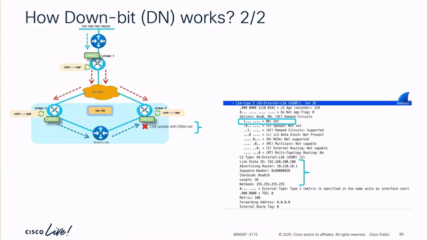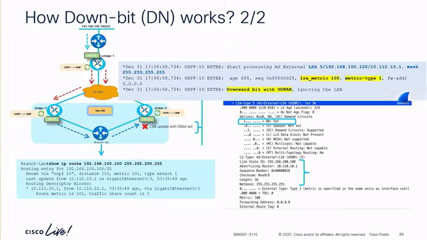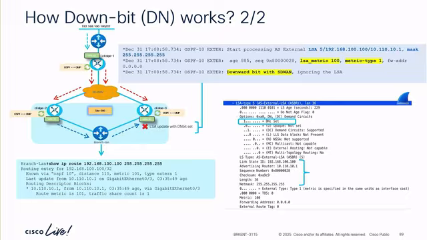So the routes which are received from the OMP will be preferred. Here we can see in the packet capture that the down bit is set. We can also see in the debug logs that we are discarding that LSA update because the down bit is set for that particular OSPF.